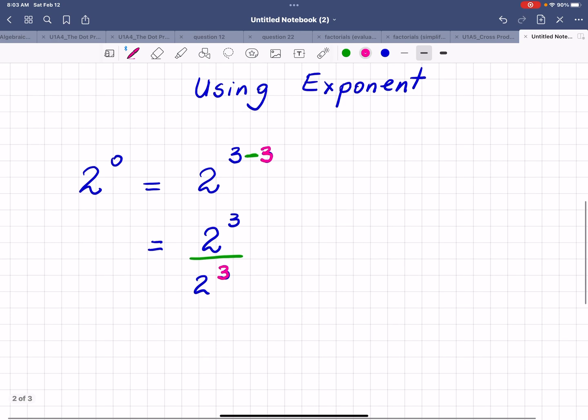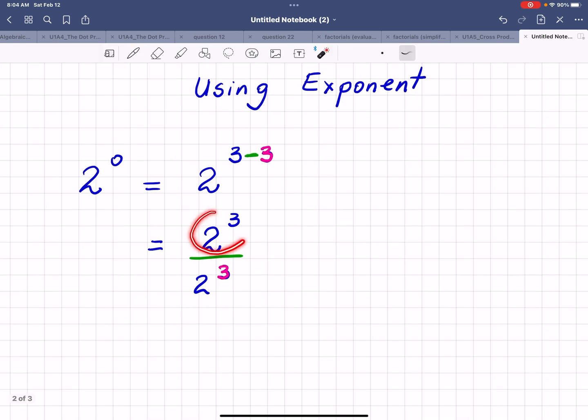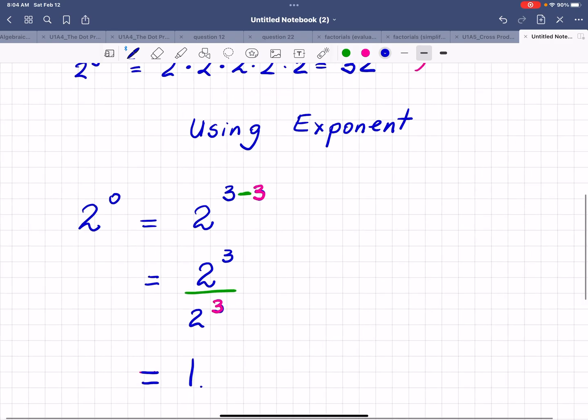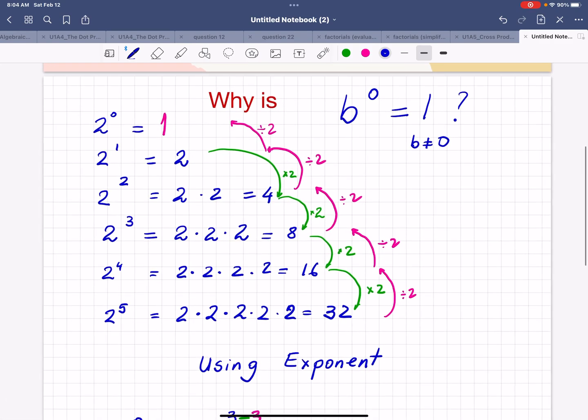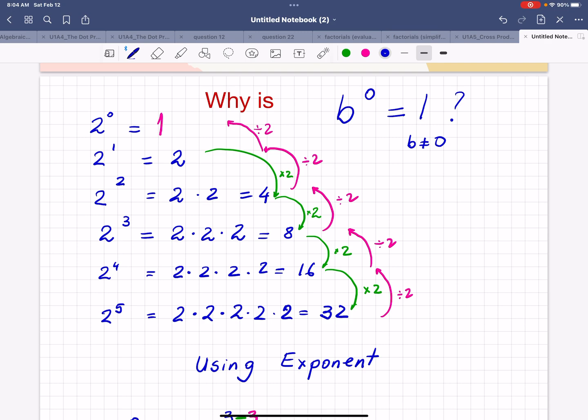So as you can see here, we have 2 to the power 3, which is an exponential number, divided by the same number by itself. And any number divided by itself would equal 1. So we just answered the question, why the powers of 0 equal 1.